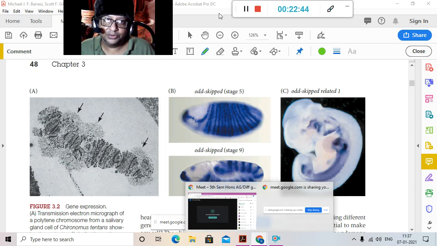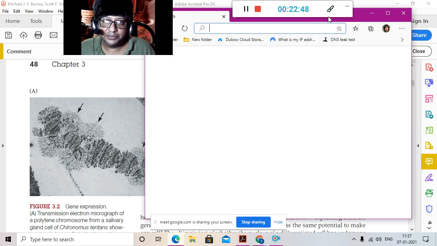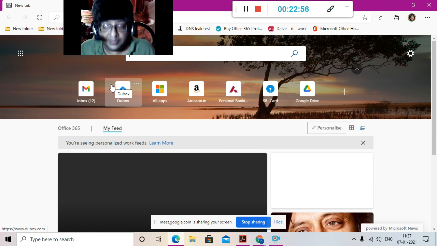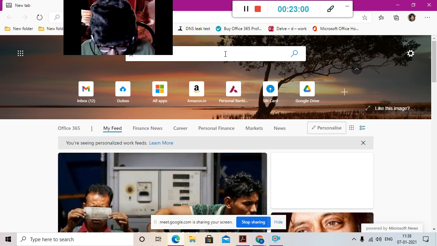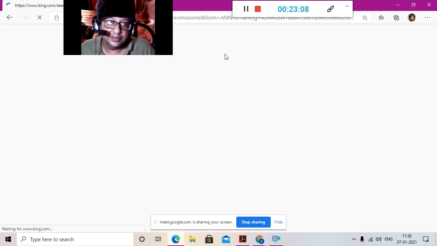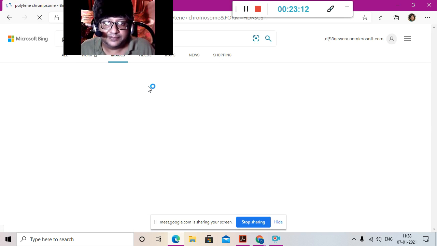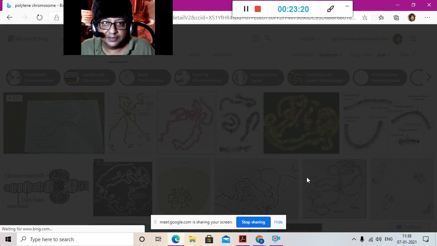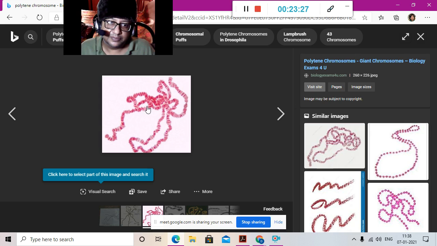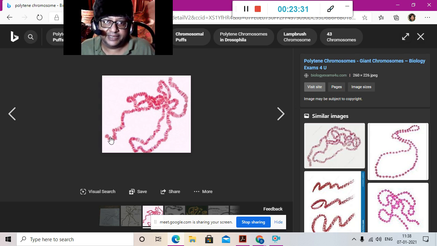Let me try to show you a Polytene chromosome. Let's open a window over here. A picture of a Polytene chromosome. Let's give a Google search and I will show you. If you go to images, this is a Polytene chromosome. You can see different bands. These are arms, these are chromosomes in a Drosophila, for example. This is a giant Polytene chromosome. This one is a Polytene chromosome.